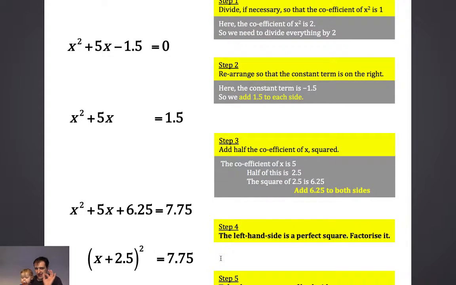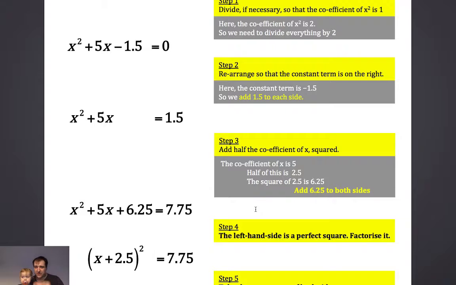Now you've got to be very careful to read that the right way. This is the one step that most people do wrong, most commonly. It says add half the coefficient of x. So the coefficient of x is 5, and then you square it. Half of that is 2.5, so that's half the coefficient of x. And then we square that to get 6.25. So we add 6.25 to both sides.